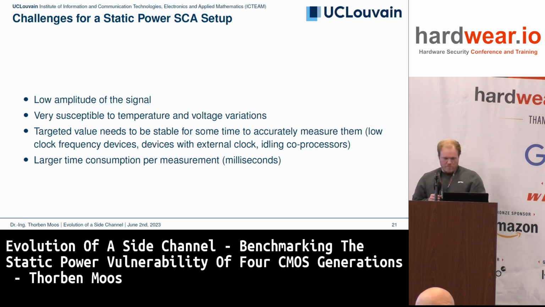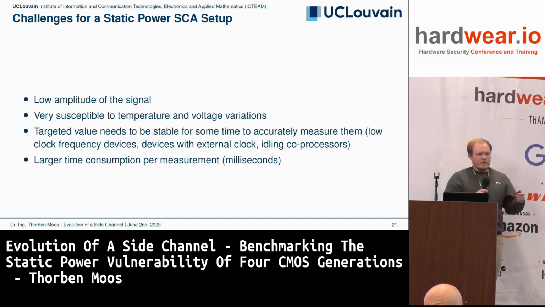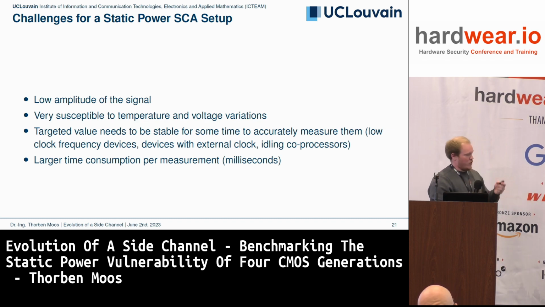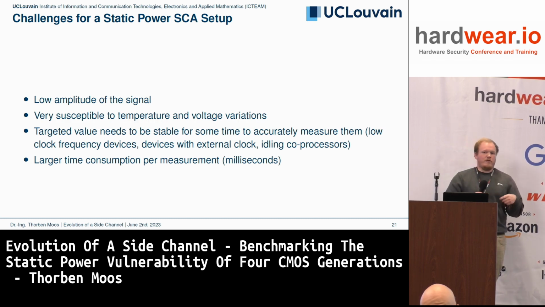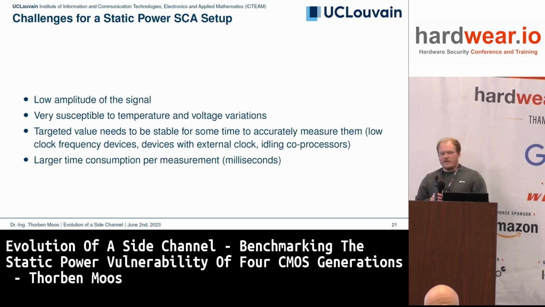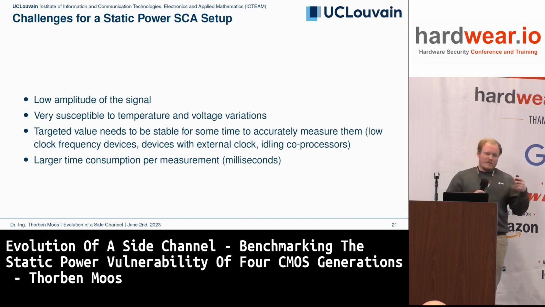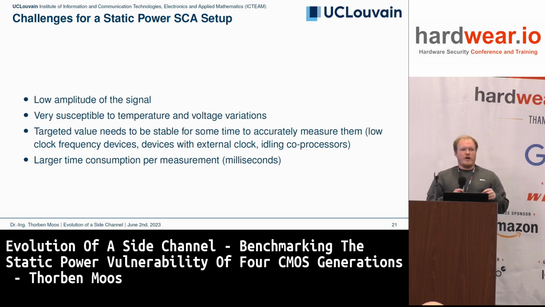Let's talk about the measurement setup, because when I started this project, not many people had done practical experiments on this, so we had to build this from scratch. It's a bit more difficult than doing dynamic power side channel analysis, because you have a very low amplitude of the signal, and your signal is also super susceptible to temperature and voltage variations. So if you want to keep that stable, you also need to keep those values really stable.